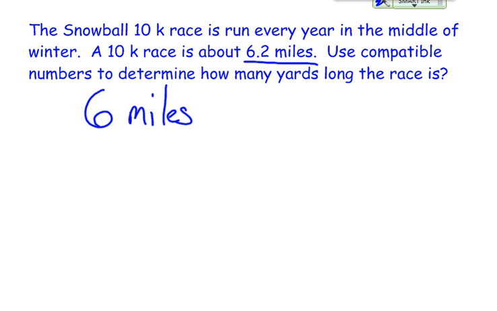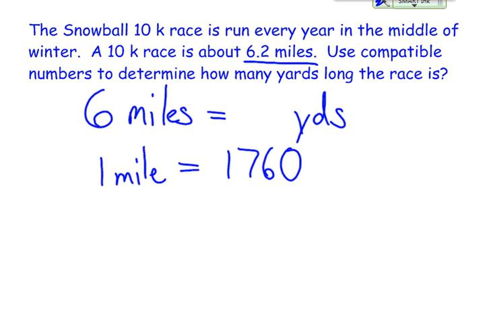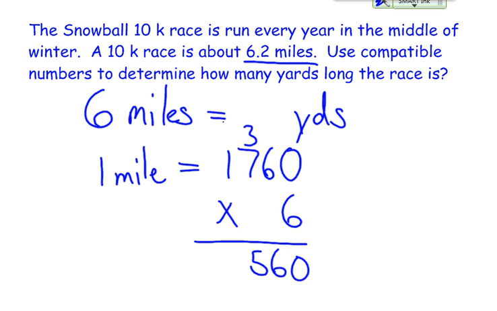Right? But now I want to convert that into yards. So the first thing I'm going to do is figure out, well, if I have 1 mile, how many yards do I have? And of course, that would be 1,760. So if I want to know 6 miles, I'm going to multiply by 6. So in the end, we get an answer of 10,560 yards. And so by figuring out 1, then I can use some multiplication or possibly some division to solve this problem.